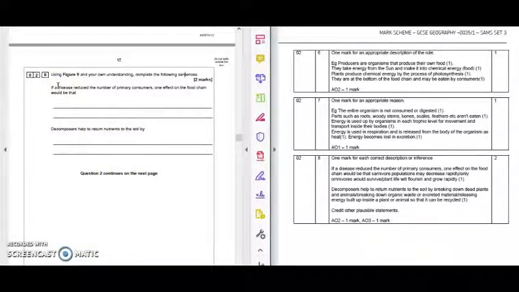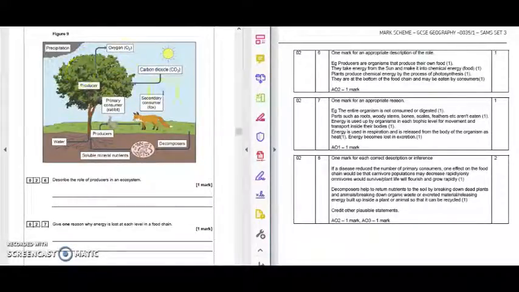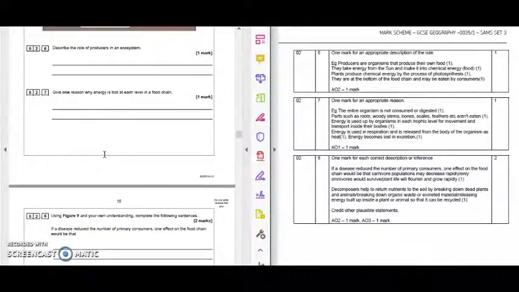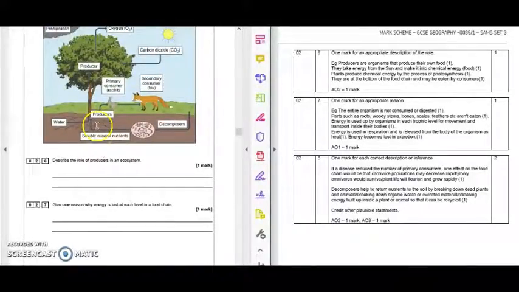Question 2.8. Use the figure 9 and your own understanding. Complete the following sentences. So figure 9 was this one here. If a disease reduced the number of primary consumers, one effect on the food chain would be that. So in this instance, the primary consumer would be the rabbit. So let's say there's a disease that wipes out all the rabbits. What are the knock-on effects?